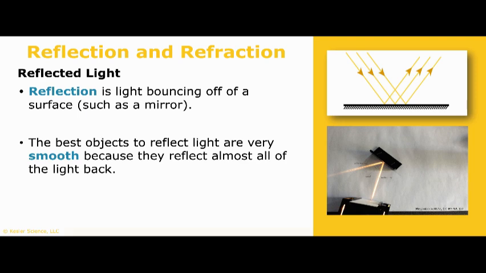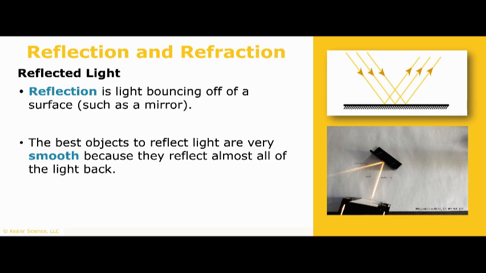Okay. Moving on. I know I go kind of fast, but use that pause button. Reflection and refraction, reflected light. So what is reflection? Reflection is light bouncing off of a surface, such as a mirror. Think about some other surfaces that light can bounce off of. The best objects to reflect light are very smooth because they reflect almost all of the light back.